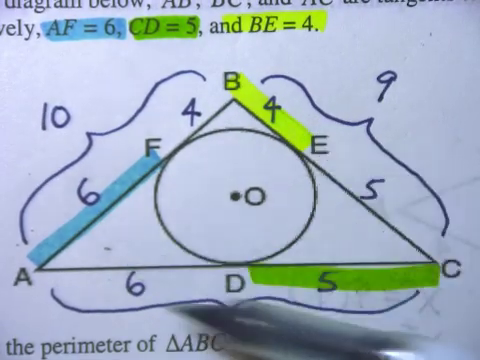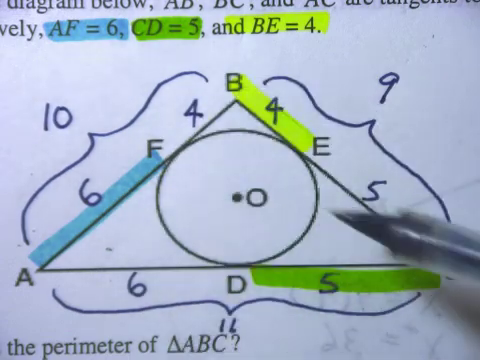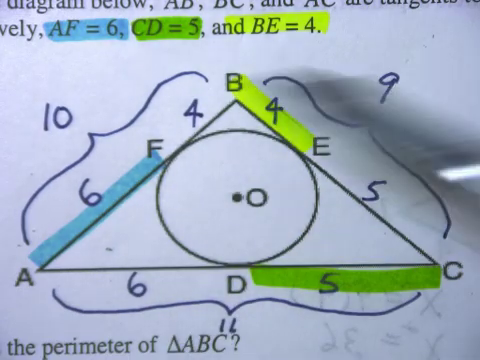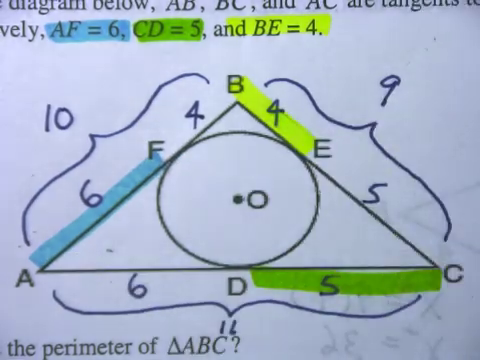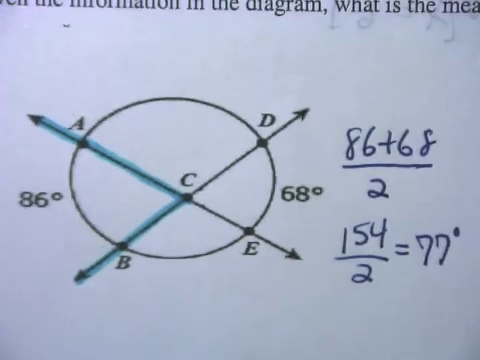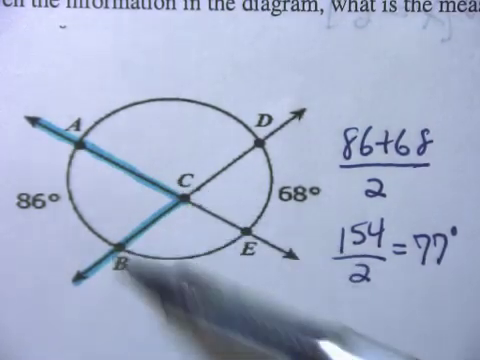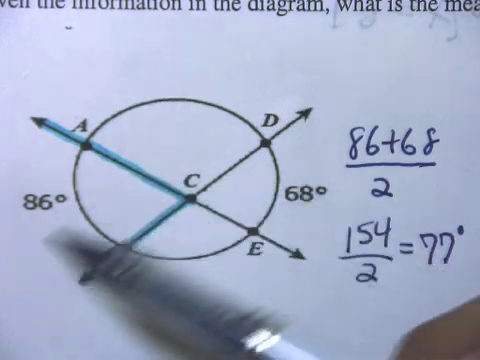They want to know what the perimeter is. Well, I know this is 6 and 4. This is 4 and 5 and 5. I filled it all in. This side here is 10. This side here is 9. This side here is 11. And when I add them all up, I get, I believe it's 30. 11 plus 9 is 20, plus 10 is 30. So the perimeter is 30.